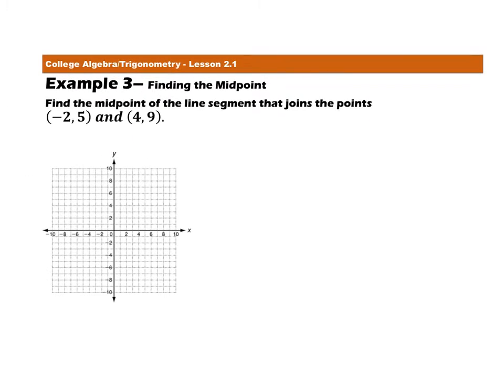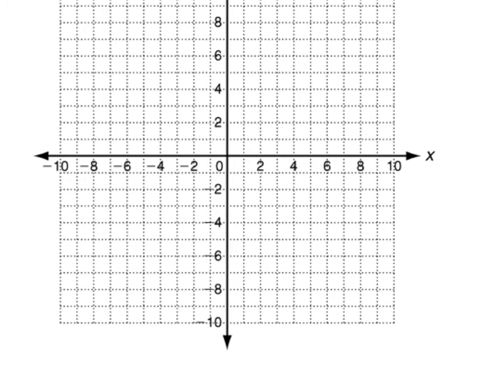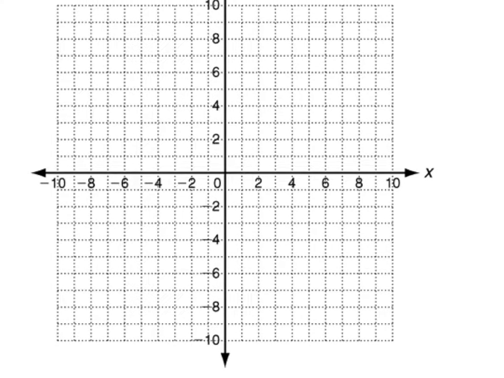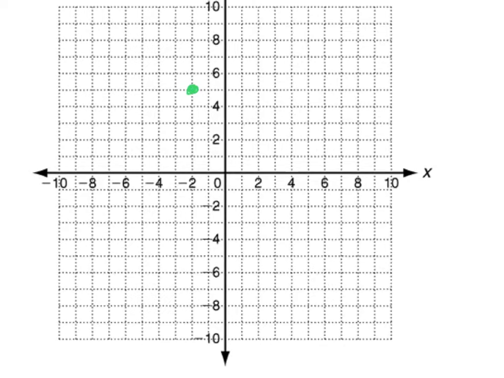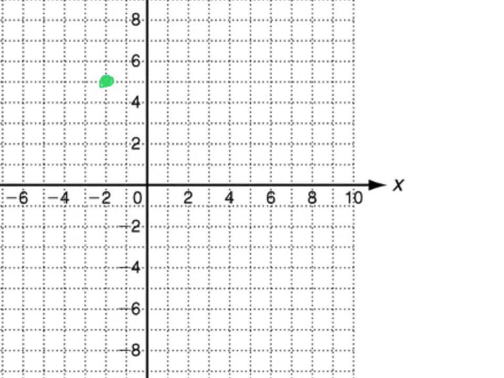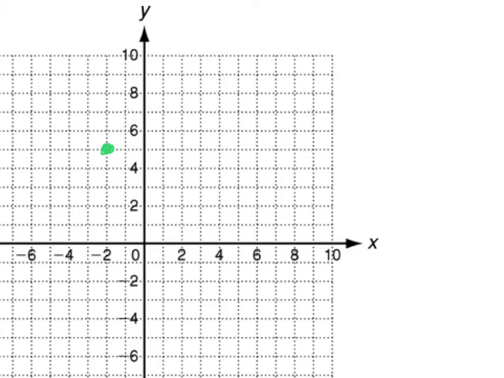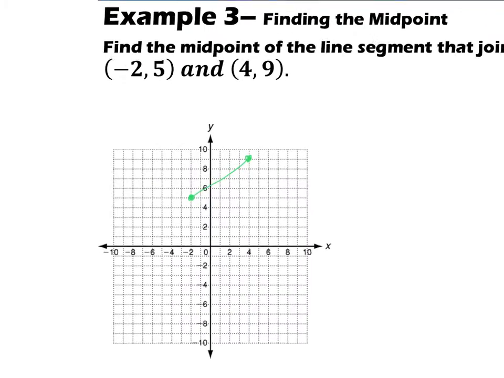So if you are asked here to find the midpoint, let's plot our points. Negative 2, 5 is here. My other point is 4, 9. It's a good idea to plot your points, so when you get the midpoint, you can look on your graph and say, oh, that makes sense. It's in the middle of that line. If you get an answer and it's not even on that line, then you must have done something wrong. So make sure you pay attention to that.